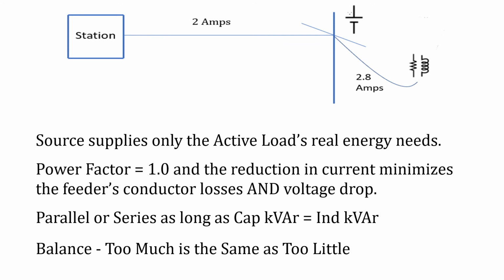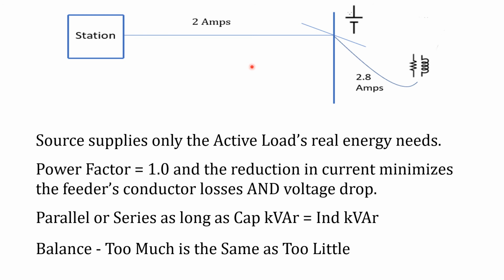In summary then, because the capacitor compensates for the customer's inductive load, the source now supplies only the feeder's minimum current requirement, the resistor's real energy needs, which makes the source voltage and current in phase and the power factor 1. This reduction in current also minimizes the circuit's conductor losses and voltage drop at the customer end, which improves the feeder's efficiency and voltage regulation.